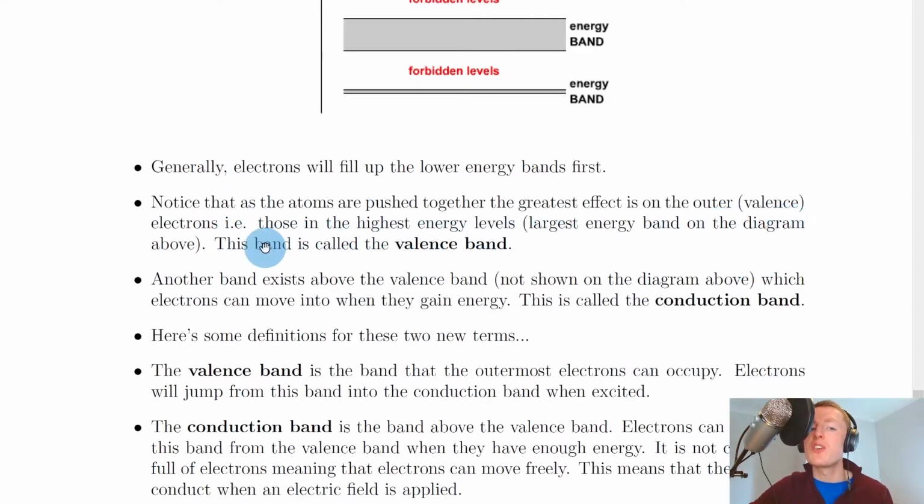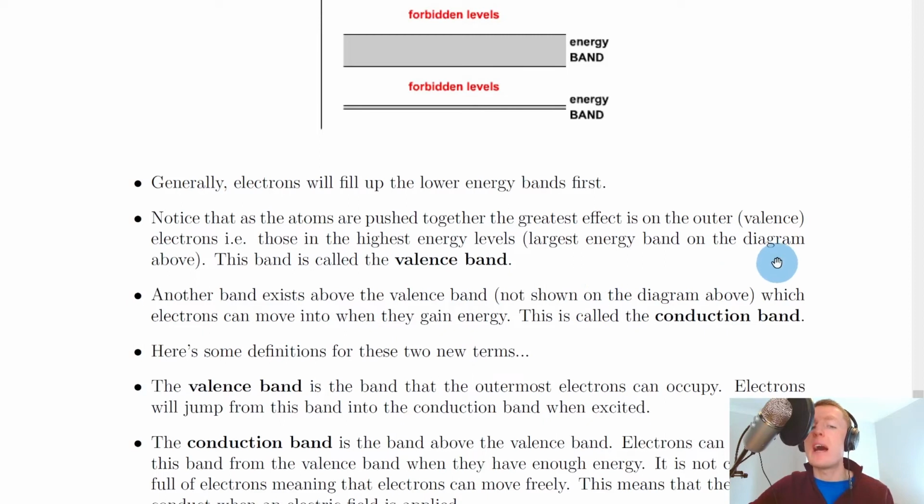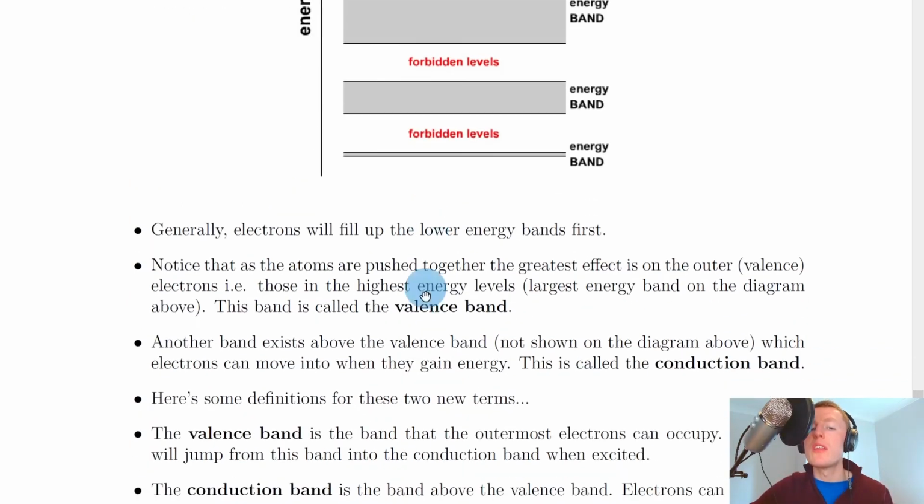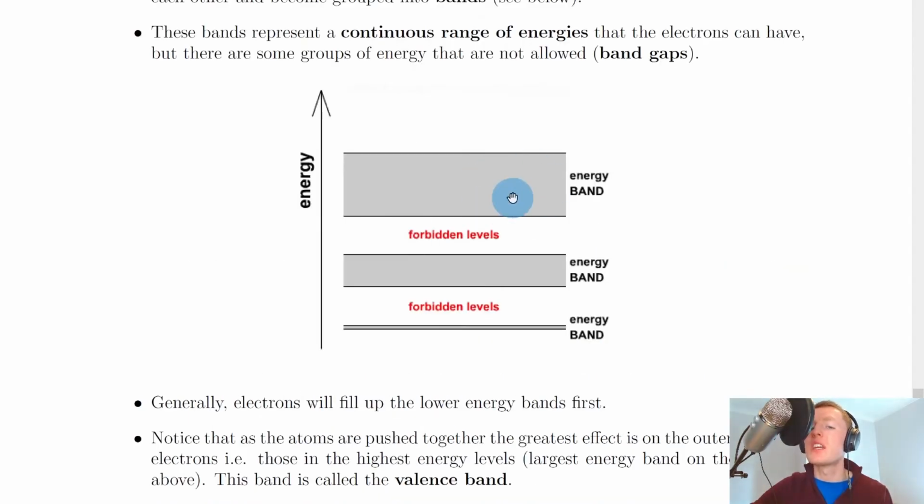Also notice that as the atoms are pushed together, the greatest effect is on the outer, known as valence electrons, i.e. those in the highest energy levels, and this is the largest energy band on the diagram above. So here is our largest energy band, which we actually call the valence band, and this is because it contains the outer electrons known as valence electrons, which are the electrons in the outer shell of an atom.